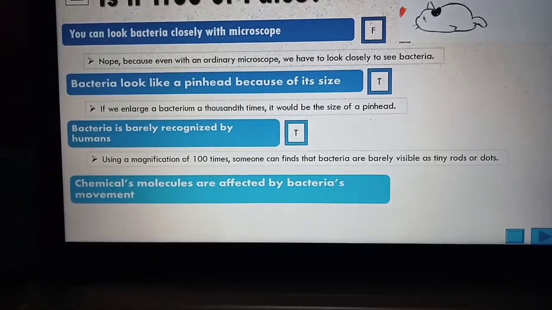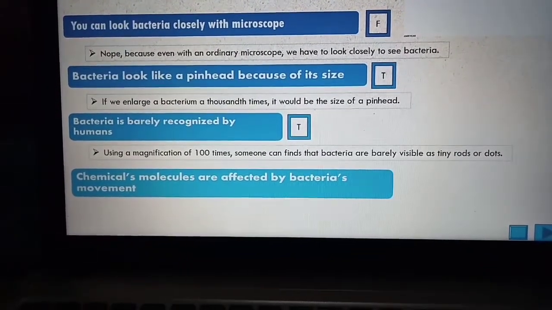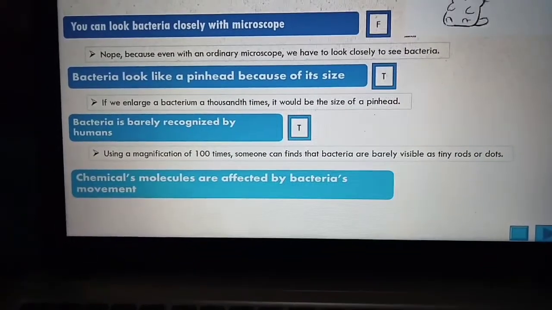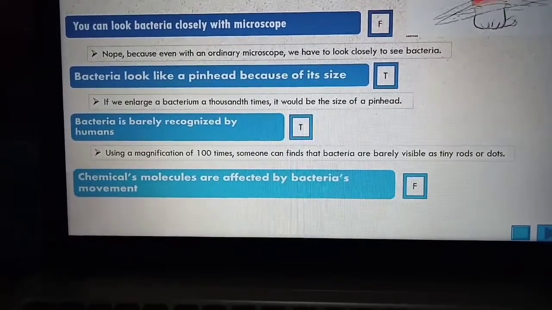Chemical molecules are affected by bacteria's movement. The answer is false. Okay, finally, the answer is false because bacteria are so small, so they are influenced by the movement of the chemical molecules around them. This statement is placed in the last paragraph.